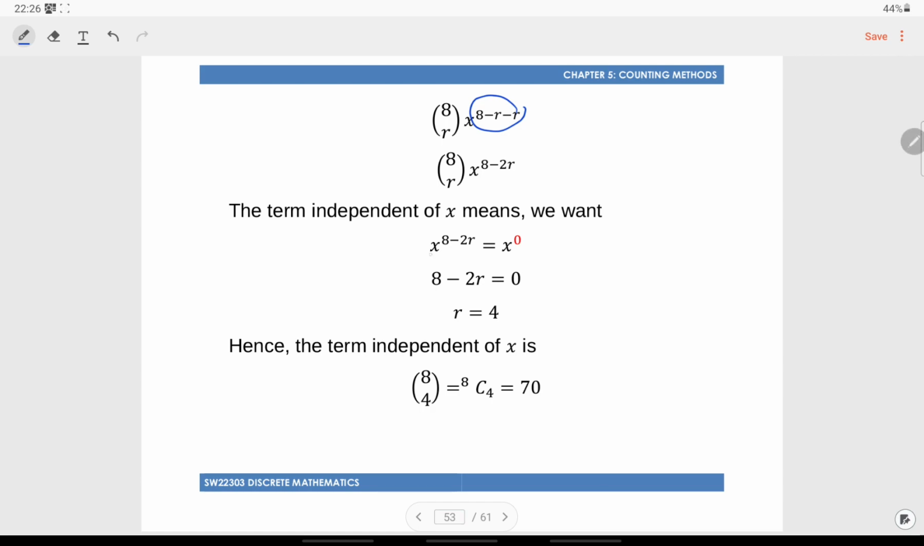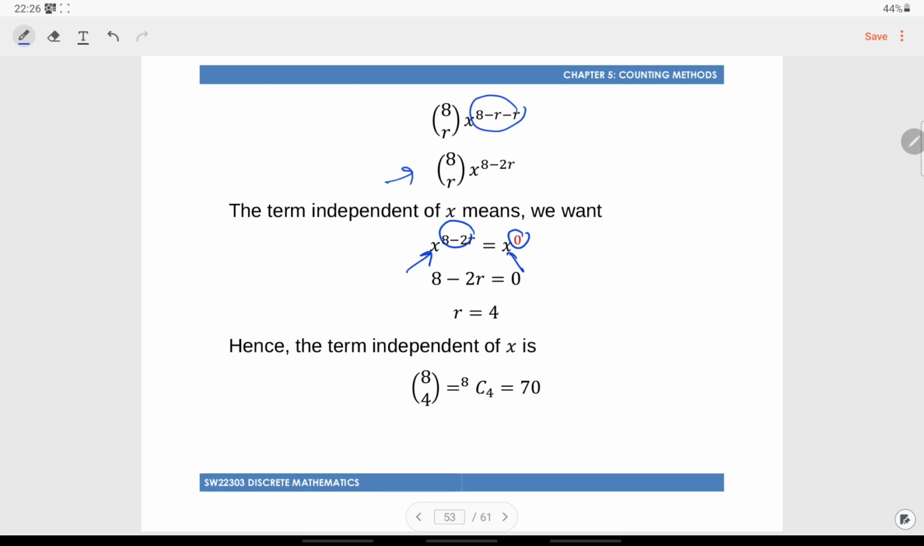Because we have the same base in this equation, we just focus on the exponent value. So we have n minus 2r equal to 0, and we simply solve for the unknown, r equal to 4.